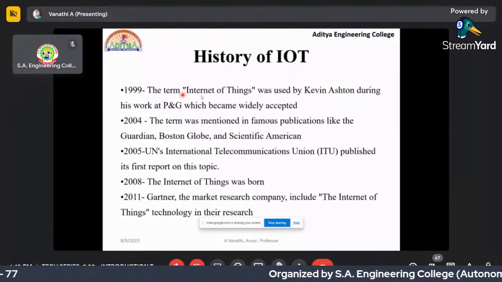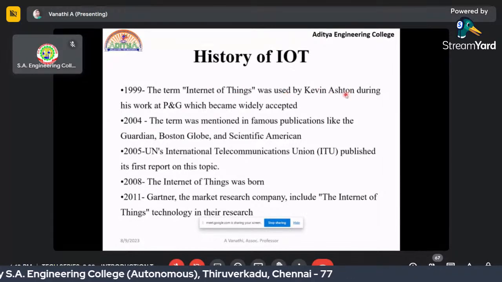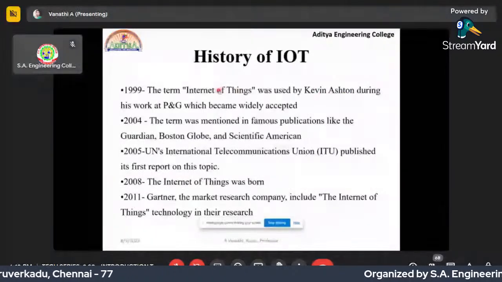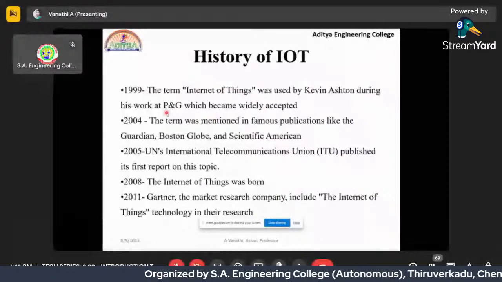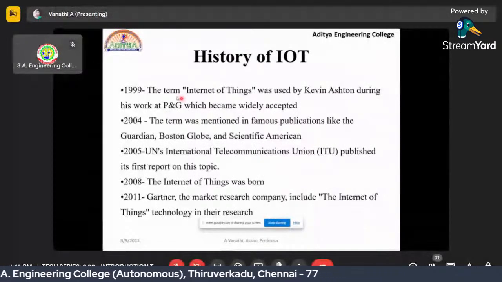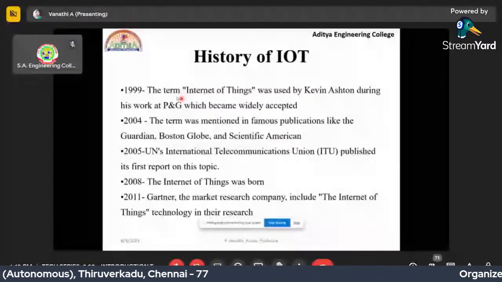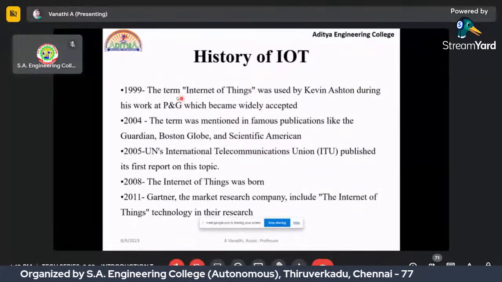Right from the year 1999, the term IoT, that is Internet of Things, was coined by Kevin Ashton. He is the one who first revealed IoT to the world. While working at P&G, he came up with the concept of RFID that made the evolution of IoT possible. Then in the year 2004, famous publications like the Guardian, Boston Globe, and Scientific American mentioned more about IoT and the future world, which is going to be completely controlled and automated by IoT.